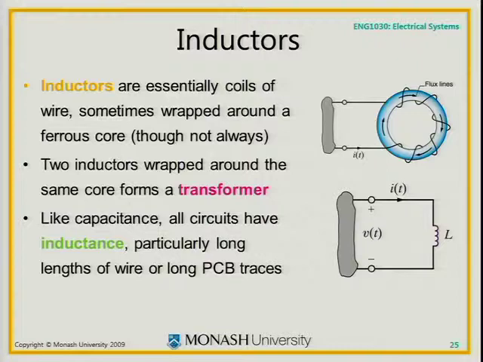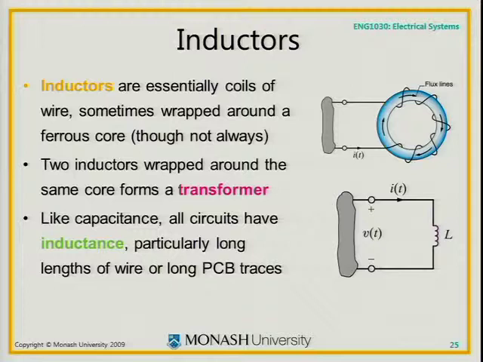Inductors are essentially coils of wire, sometimes wrapped around a ferrous core, though not always. Two inductors wrapped around the same core actually form something called a transformer. They're all over the place, changing voltage levels around in our power distribution system. Like capacitance, all circuits have inductance, particularly long lengths of wire or long PCB traces. So it is everywhere. Sometimes you don't want it there and you have to deal with it. But very often, we'll be looking at inductors as a useful part of a circuit.